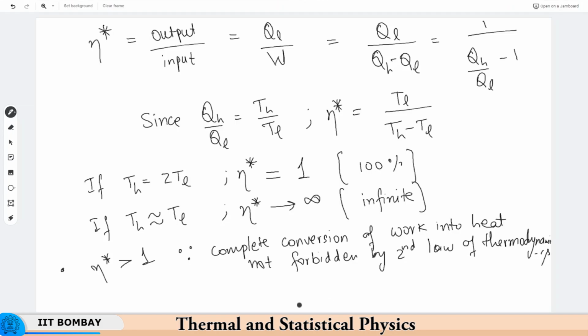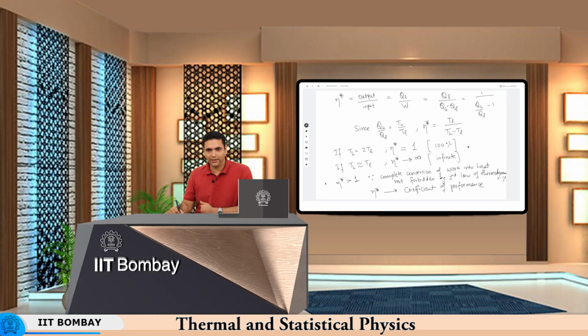In fact, in this case we do not even call it an efficiency. I put a star deliberately. In this case eta star is often termed the coefficient of performance. And I can give you a very simple example to make sense of this statement. I said complete conversion of heat into work is not allowed, but vice versa is true. You can convert work into heat.